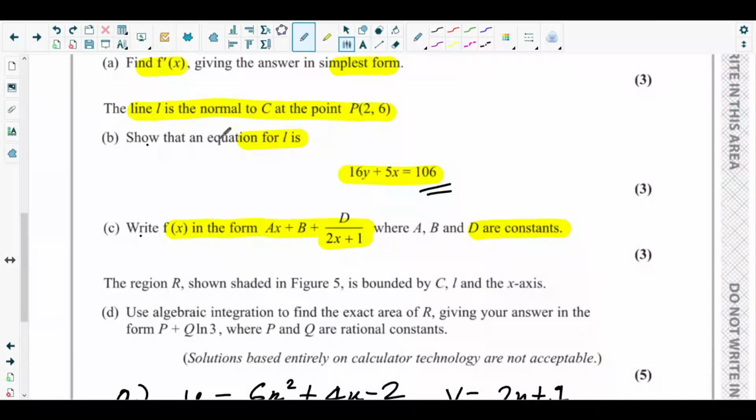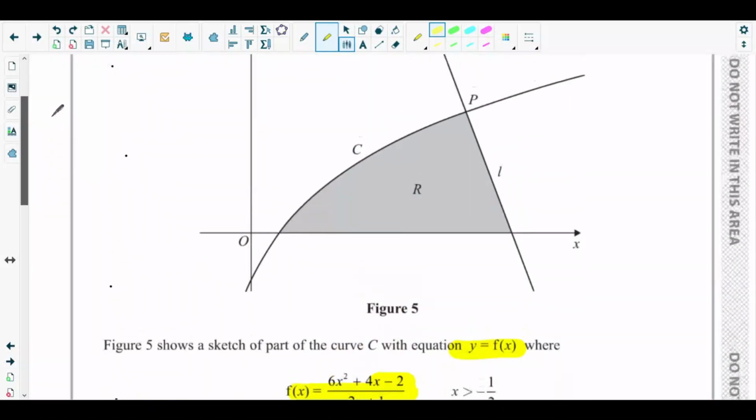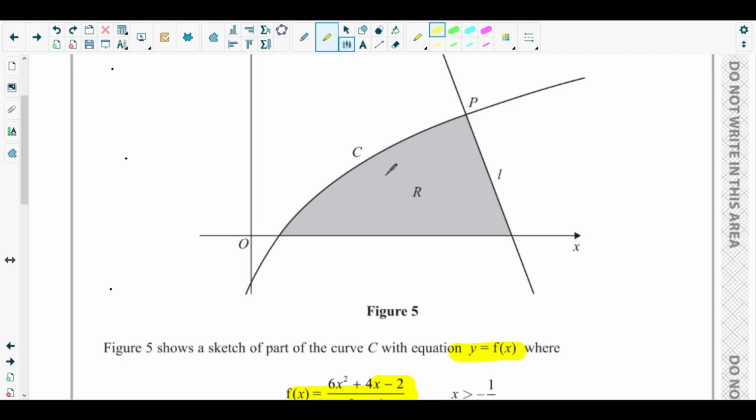Okay, the last part of question number 9. They are saying the region R shown shaded in figure 5 is bounded by the curve C, the normal L, and the x-axis. So they're asking to use algebraic integration to find the exact area of R, giving the answer in the form P plus Q ln 3, where P and Q are rational constants. So we need to find the area of the region R.